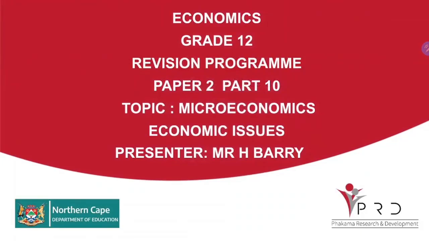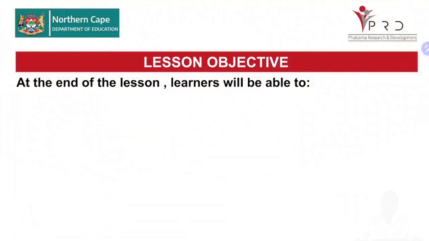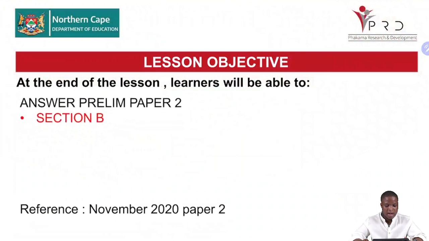Welcome. Today's lesson, we are still looking at the revision program on your paper 2. Today, we are going to focus on both microeconomics and economic issues. At the end of the lesson, learners will be able to answer prelim paper 2 on section B. So what we're going to do today, we are going to look at section B questions from November 2020 paper 2.